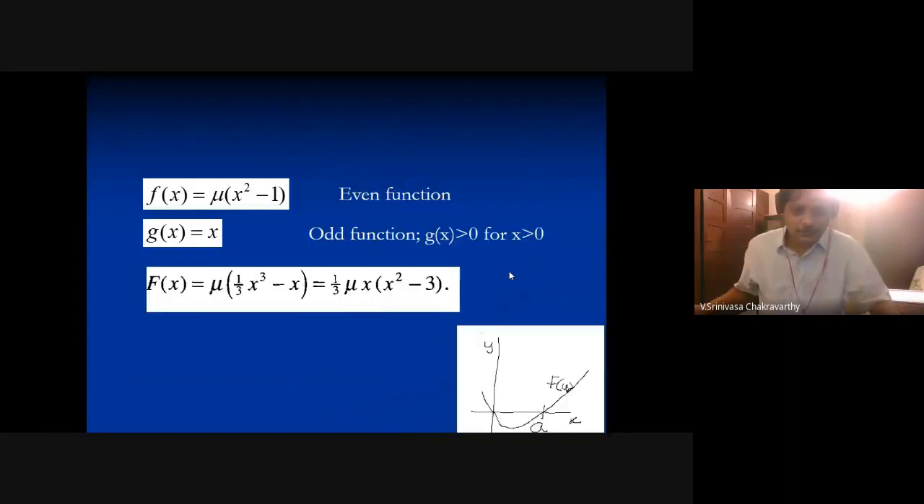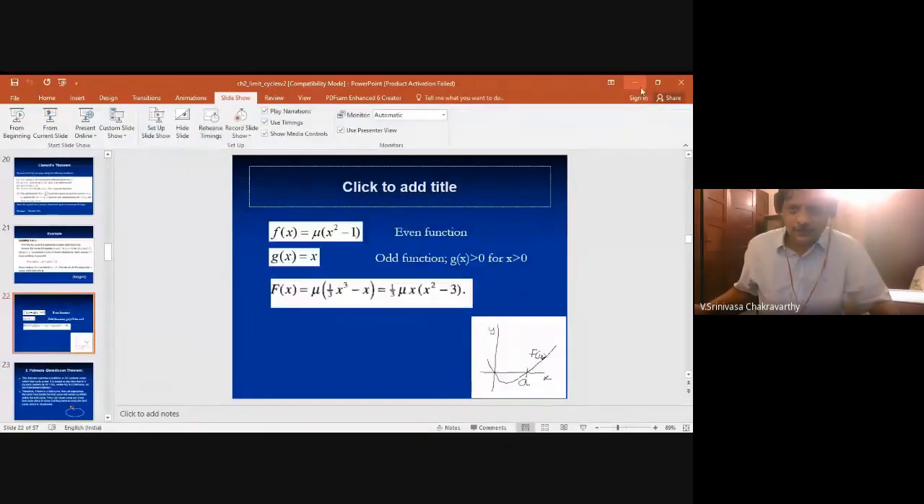Okay, so now the proof is very difficult. I'm not going through the proof, but I'll just give you a demo. I'll show you. Do a Matlab run.